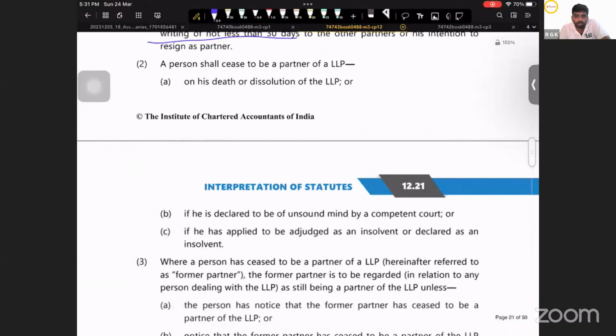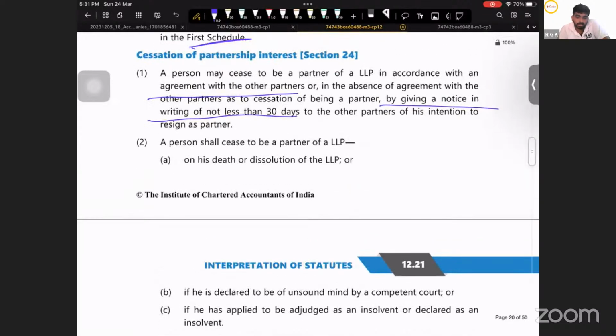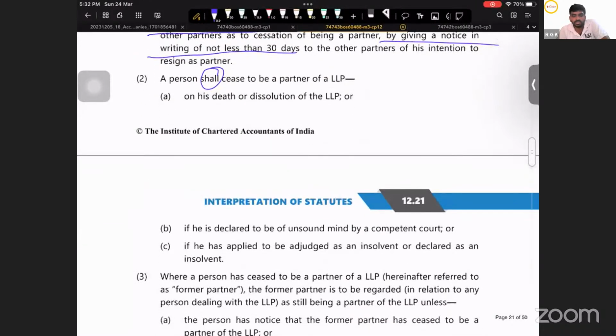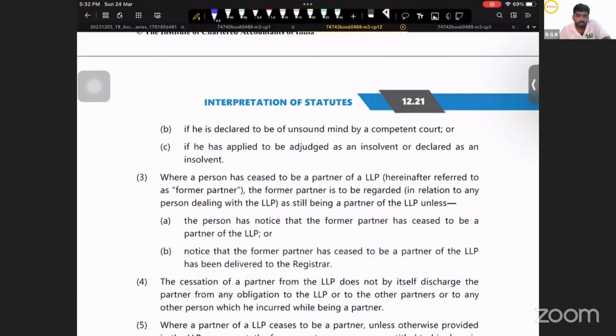A person shall cease to be a partner of LLP on his death or dissolution of LLP. So this is "may." These are options available for a person to cease to be a partner. These are "shall." That means mandatory circumstances. As soon as the circumstance arises, his position becomes vacant. A person shall cease to be a partner of LLP on his death or dissolution of LLP, if he is declared to be of unsound mind by a competent court, or if he has applied to be adjudicated as insolvent or declared as an insolvent. In these cases, mandatory vacation will happen. That means he has to vacate the office of partner.